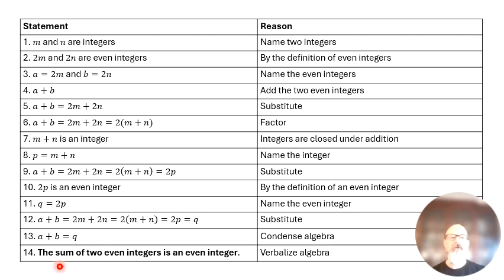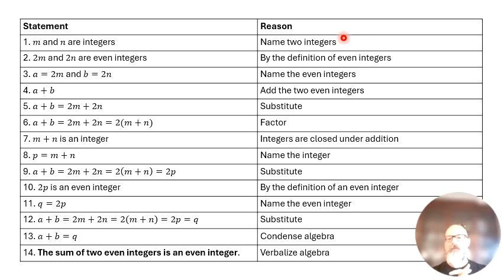First line. Remember, I'm trying to prove this thing at the bottom. The sum of 2 even integers is an even integer. How do we start? First thing we do is we name 2 integers. Why? Because the sum of 2 even integers. So we need 2 even integers to start with. We can't even start with the even integers. We have to start with integers. So name 2 of them. Okay, we'll call the first one m, the second one n. What's our reason? The reason is we're naming 2 integers.